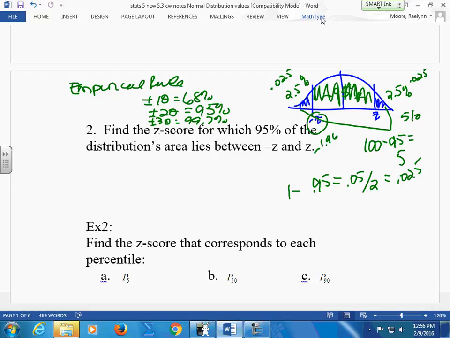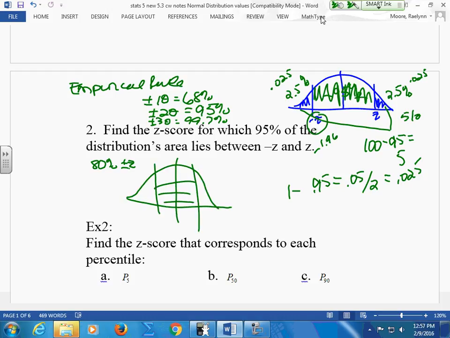Okay? So again, if I said 80% of my data lies between plus or minus z, and 80% is in here, what would my formula say for me to look this up? What would I look up? So how do I find this z?